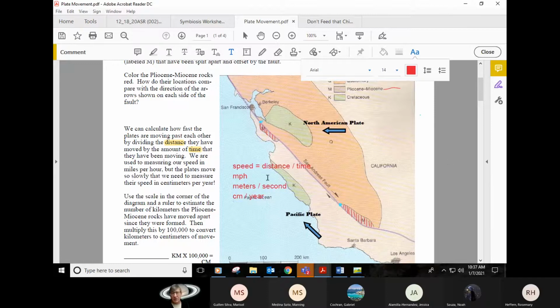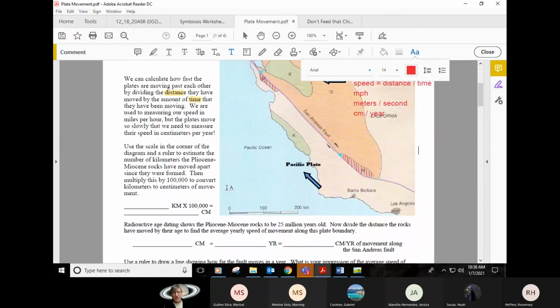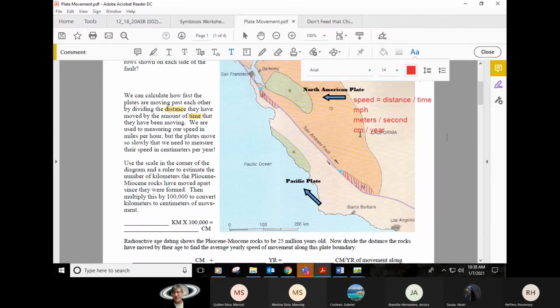So just keep that in mind. We're always going to be measuring these distances in different ways, but it's always going to be distance divided by time. Okay? And so what we're going to do is measure the distance between these two blue dots that I drew on here, because this is the matching part of the rock. Then we're going to use the scale down here to figure out how far apart they are in kilometers. But because these are very small objects, we're going to end up needing to change the kilometers to centimeters.